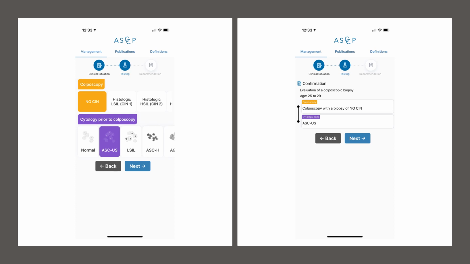Now we're going to say that she had no CIN on this biopsy. We're going to be able to identify the cytology prior to colposcopy, and in which case it was ASCCP. And then you're going to get the screen on the right, which states that you're just confirming that we're evaluating a colposcopic biopsy on someone whose age is 25 to 29, whose previous cytology was ASCCP.